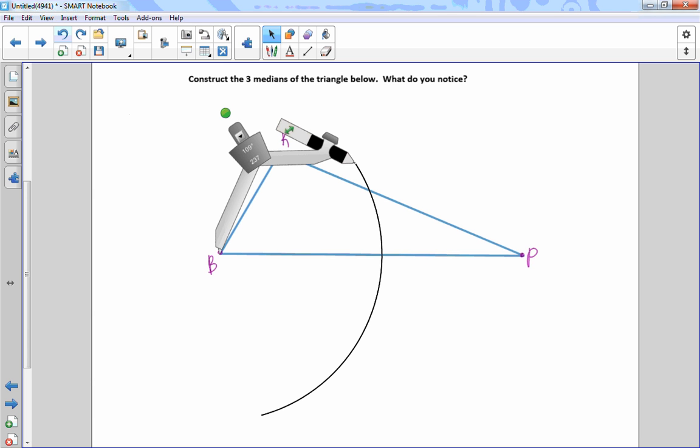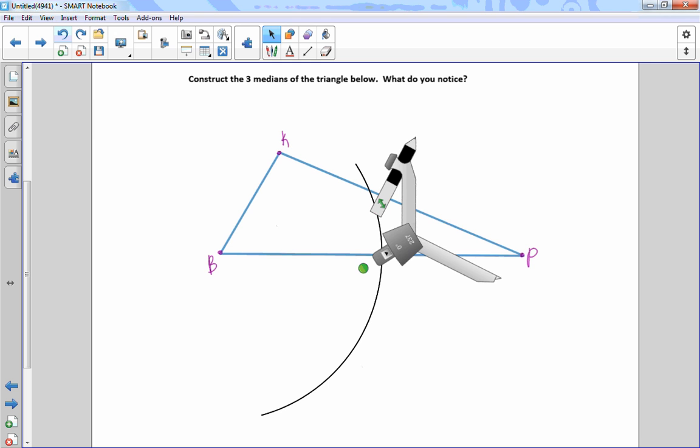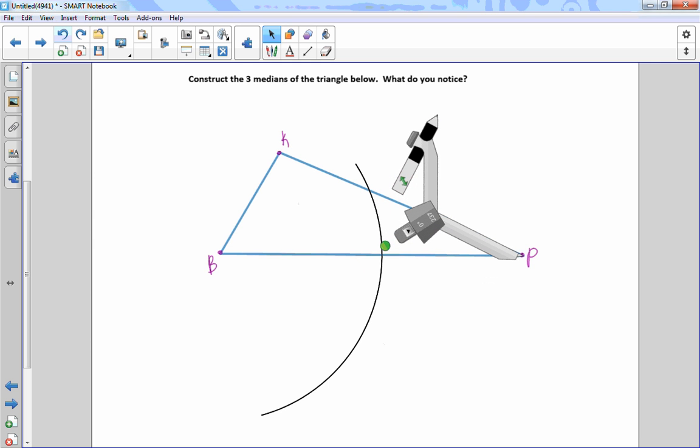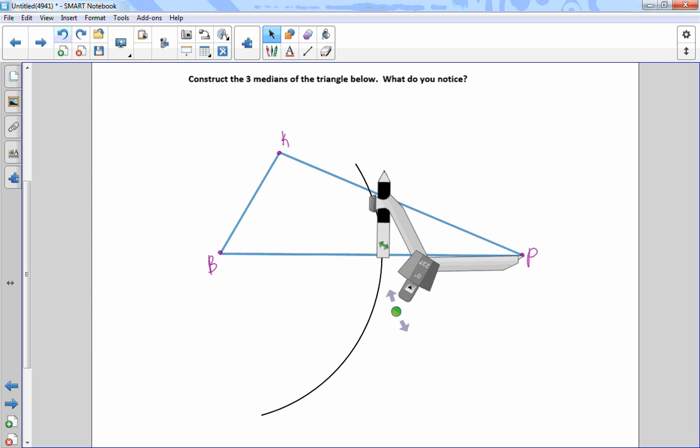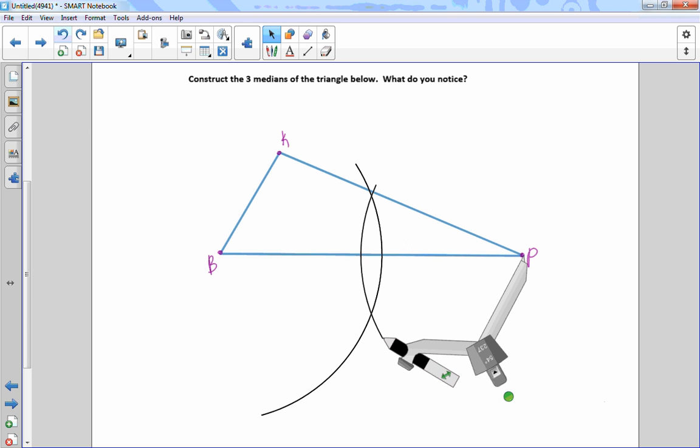Okay, Aria, now what do we do to finish? Do it on the other side, keeping the same width. Don't change your width. Put your anchor point on P, and make sure you intersect twice. Now this time, we're not going to draw the line that connects the two. You're going to just take your ruler, line up from intersection to intersection to the point.